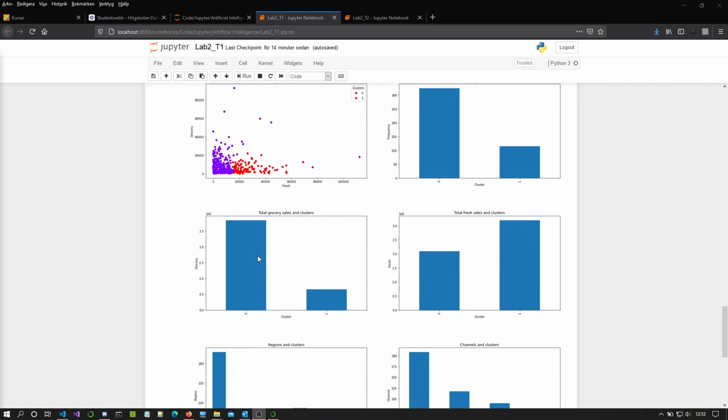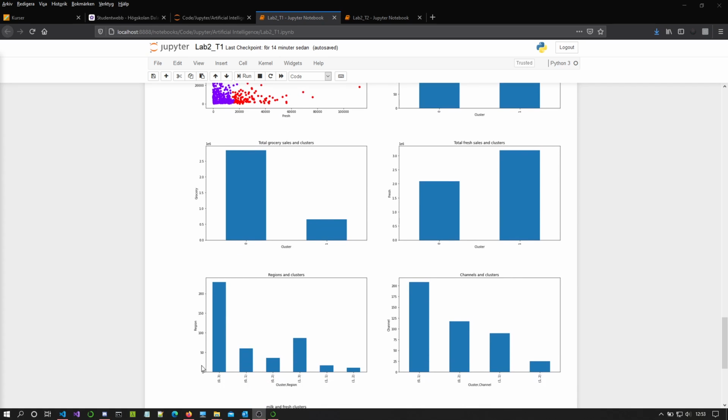And we can also see the total grocery sales here, that cluster 0 has quite a lot more grocery sales compared to cluster 1. But in the fresh category, cluster 1 has the biggest sale numbers, and that corresponds quite well to the scatter plot where we had our clusters.